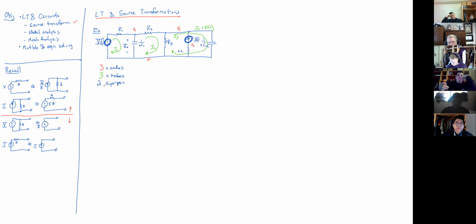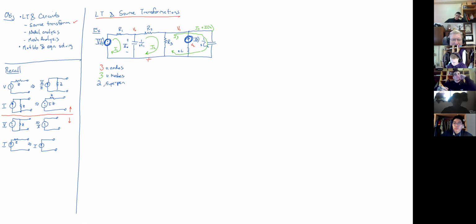Just because now I've got you on the line, how would you turn off your voltage source? What would you replace your voltage source with when you turn it off? Is that a short? That's right. It'd be a 0 volt, so that's a short. And how would you turn off your current source? You make it an open? That's it. 0 amps for an open.